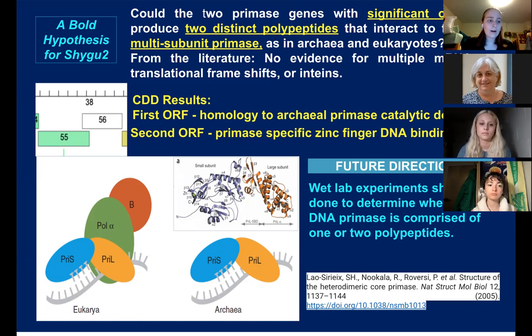Because the literature shows no evidence of multiple mRNAs, translational frame shifts, or inteins, we hypothesize that genes 55 and 56 produce 2 distinct polypeptides that interact to form a multi-subunit primase. This occurrence of 2 distinct polypeptides is shown in archaea and eukaryotes and is depicted across the bottom half of the figure. In terms of next steps, further wet lab experiments should be done to determine whether the DNA primase in Shygu2 is made up of 1 or 2 polypeptides.